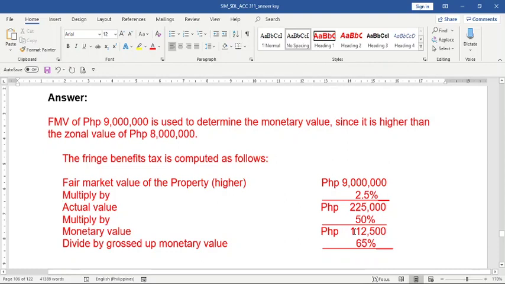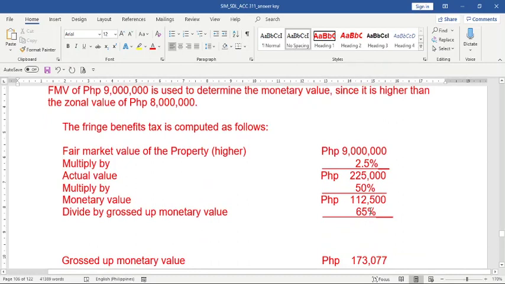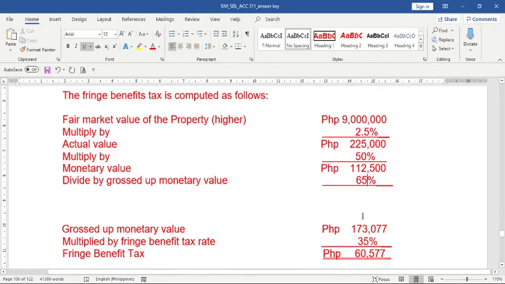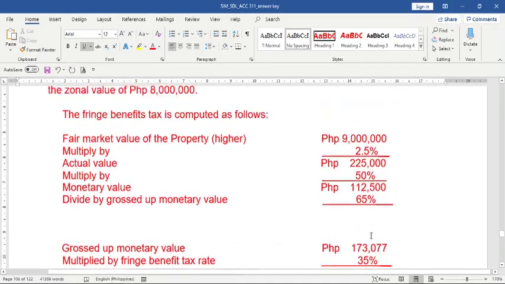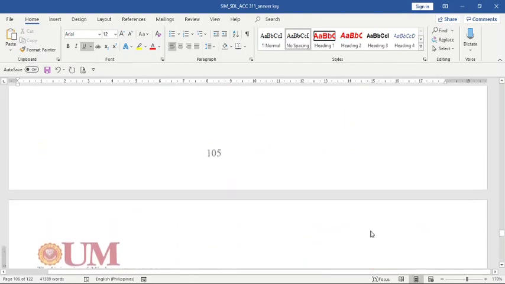And then divide by the gross-up monetary value factor of 65%. Okay, a resident citizen is the assumption in the problem. Our FBT is 35%. Okay, so your fringe benefit tax is 60,577.